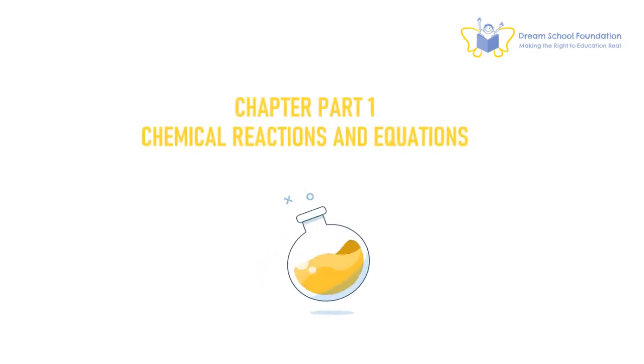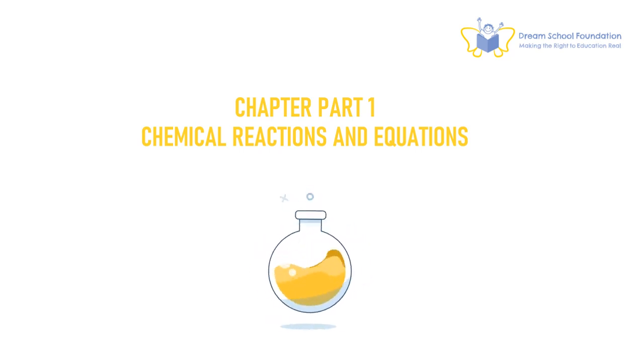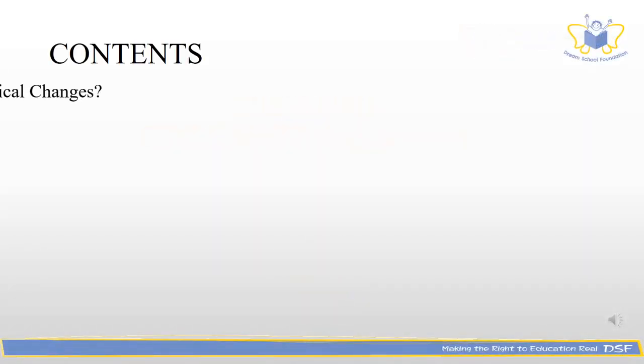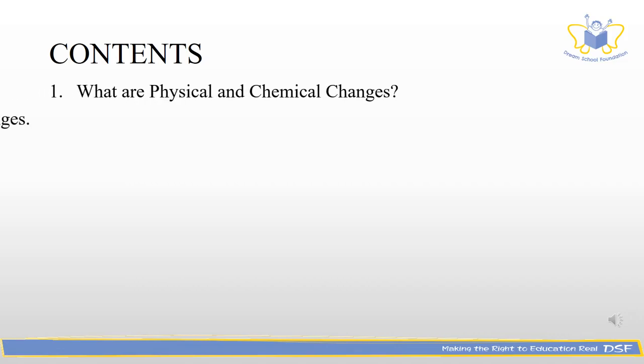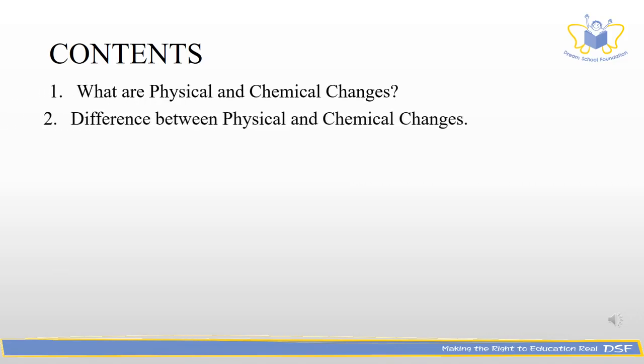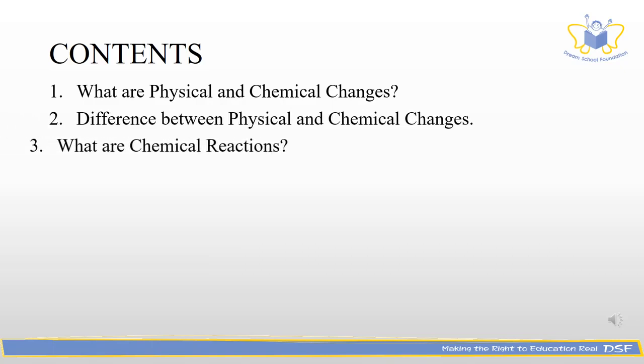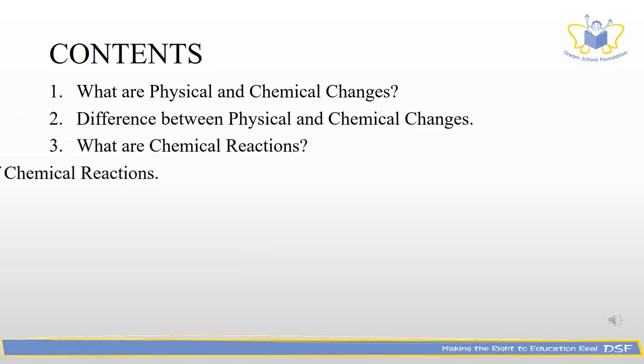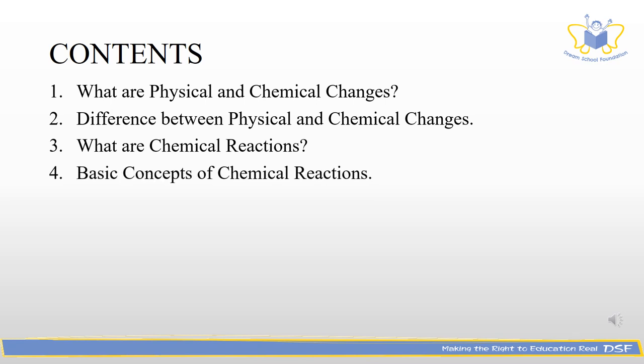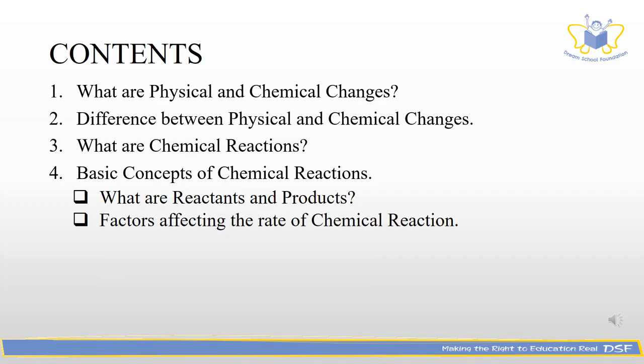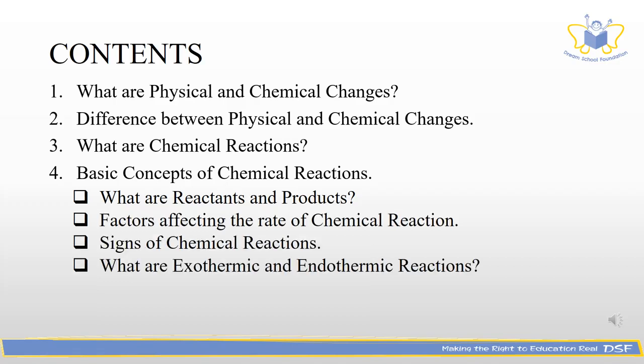We will be learning about chemical reactions and equations. We will be learning what are physical and chemical changes, the difference between physical and chemical change, what are chemical reactions, the basic concepts of chemical reactions, which include what are reactants and products, factors affecting the rate of chemical reaction, signs of chemical reactions, and what are exothermic and endothermic reactions.